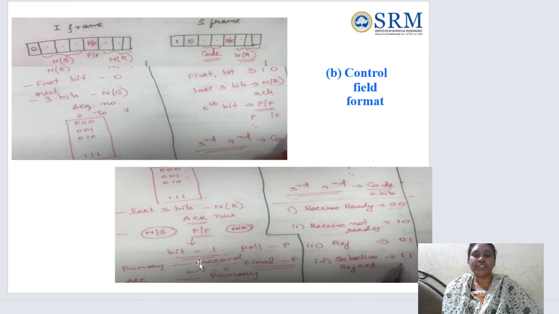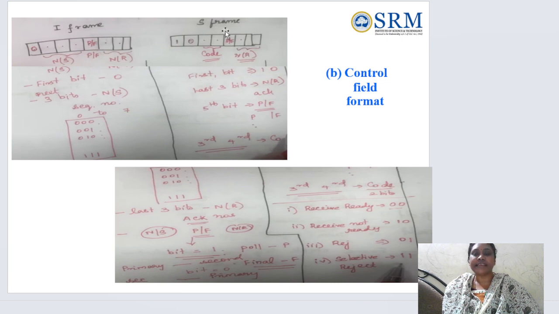So P: the bit can be 1, which means the message is passed from primary to secondary. The bit may be 0, which means it is a reply message, from secondary. So bit 1 means poll, that is P, from primary to secondary. For example, bit equal to 0 means final, F. It looks like primary-to-secondary information. So this is the I frame.